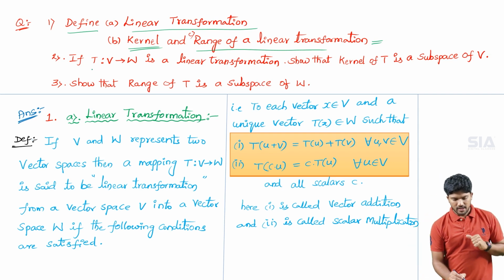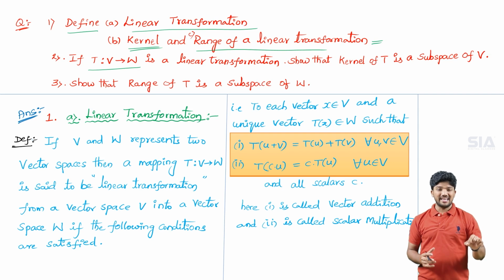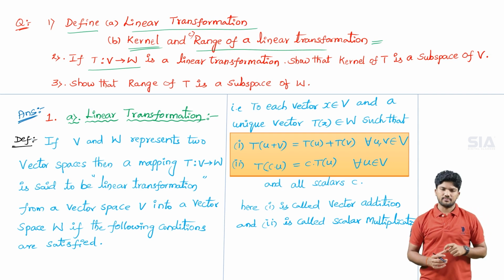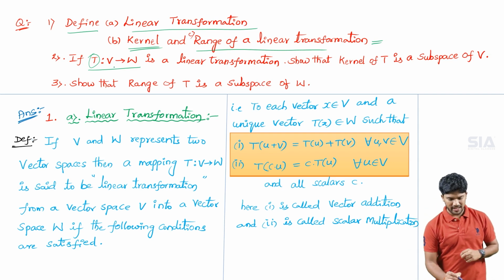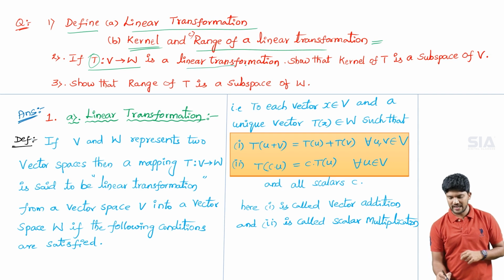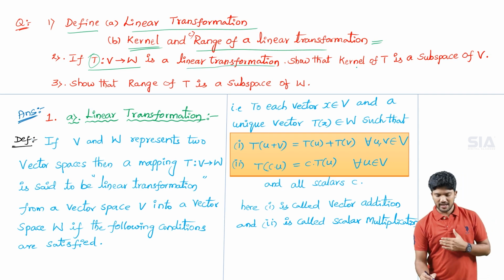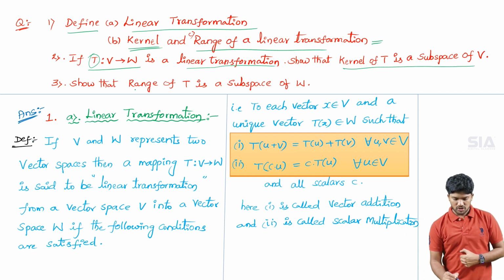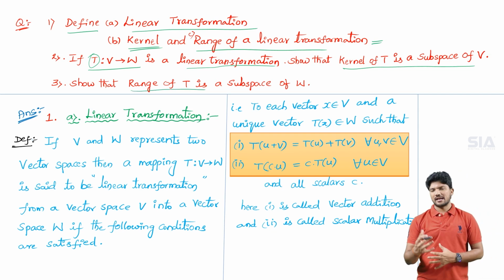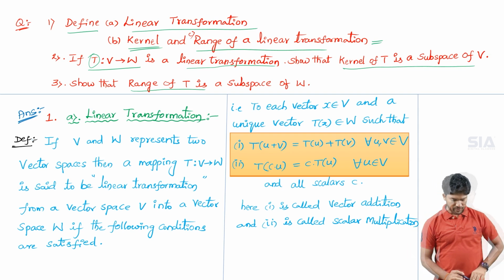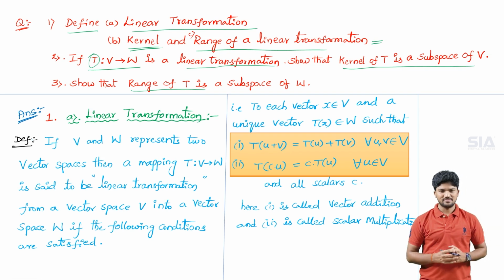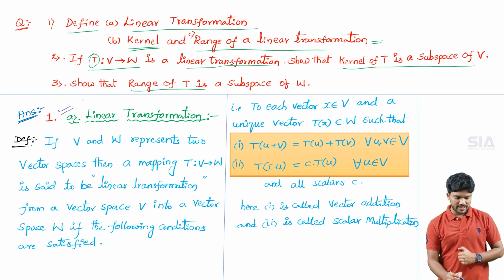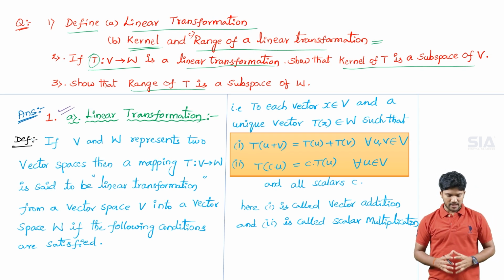Next problem: if T mapping, where capital T is the linear transformation operator. This capital T is called an operator. We use it to denote the linear transformation. So T mapping V to W is a linear transformation. Then show that the kernel of T is a subspace of capital V. And the third question is show that the range of capital T is a subspace of W. So now we start the definition part first of all. The first question is linear transformation.